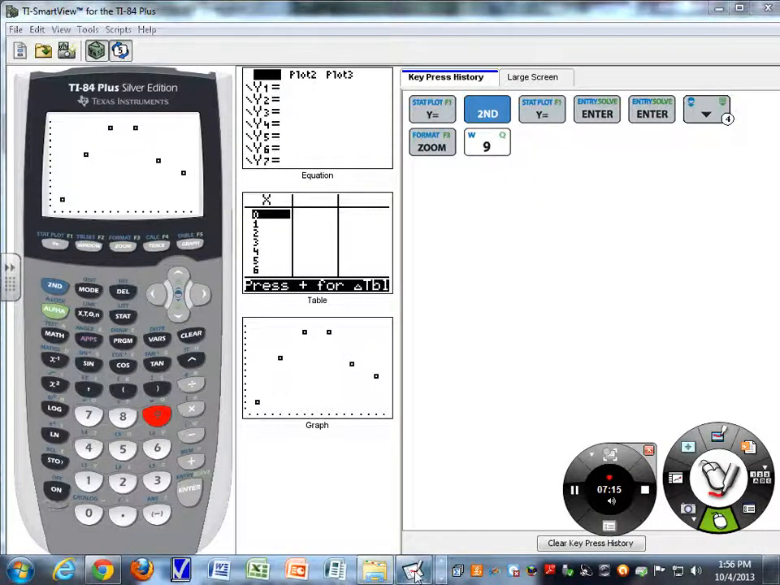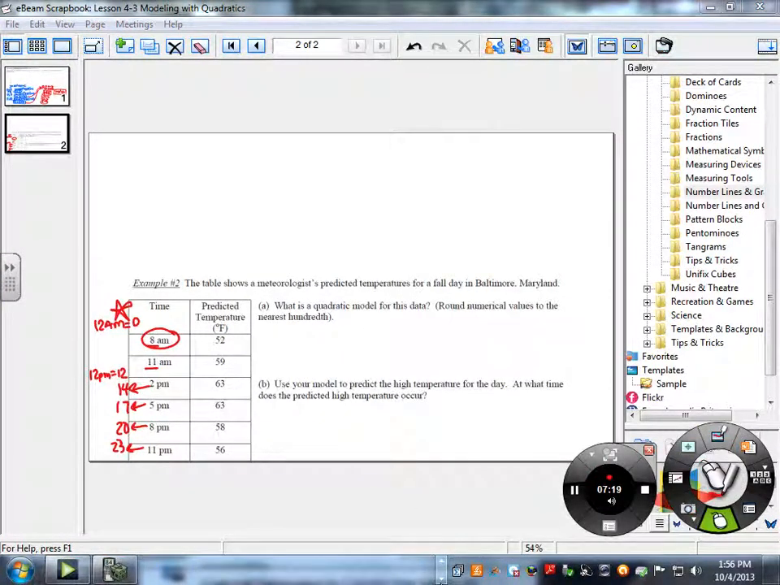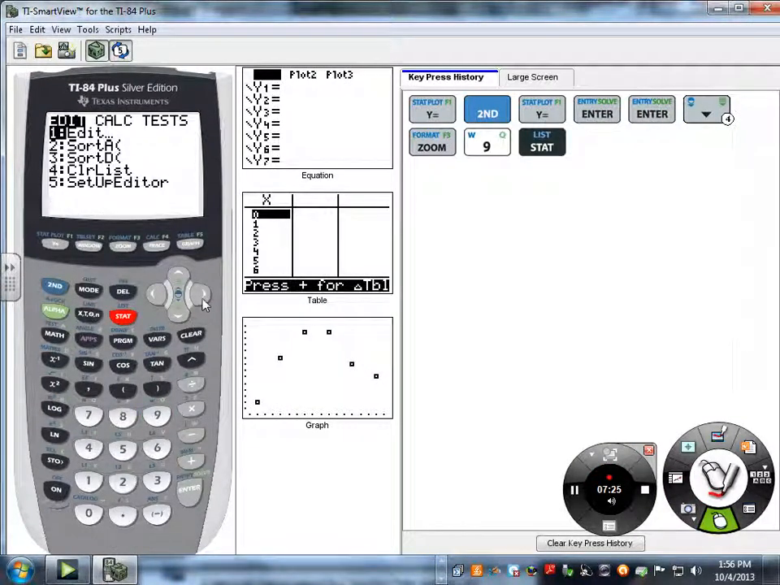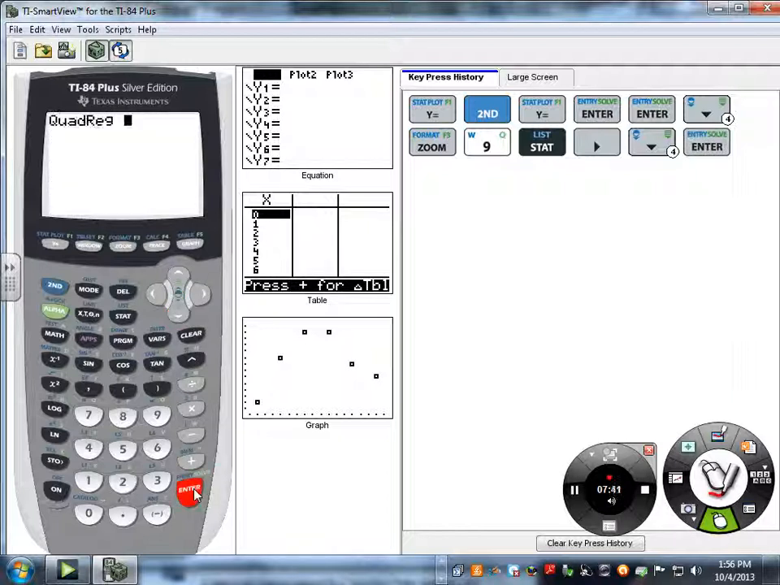Then if we look back at the question, our goal was to develop a quadratic model for this data. Our calculator can do that for us. This time we're going to go to stat, and we're going to arrow over to the right for calculate. And notice, because it's shaped more like a parabola, we don't want to do a linear regression. We want to do a quadratic regression.